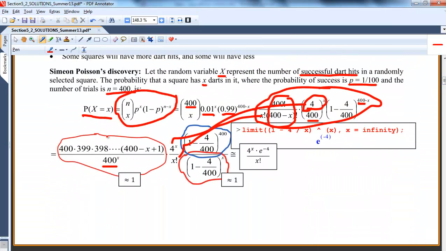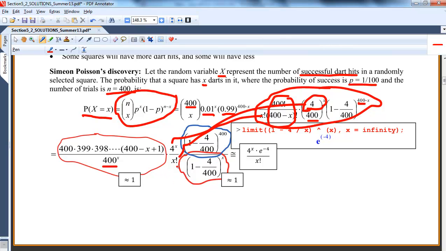Anyway, so if I simplify all this, we can imagine for any x, I'm going to say this is approximately 1. Okay, so that takes care of that. 4 to the x over x factorial, there's nothing I can do with that. This down here, this is really, really small. That's why we need a large number of trials and a small probability of occurrence.